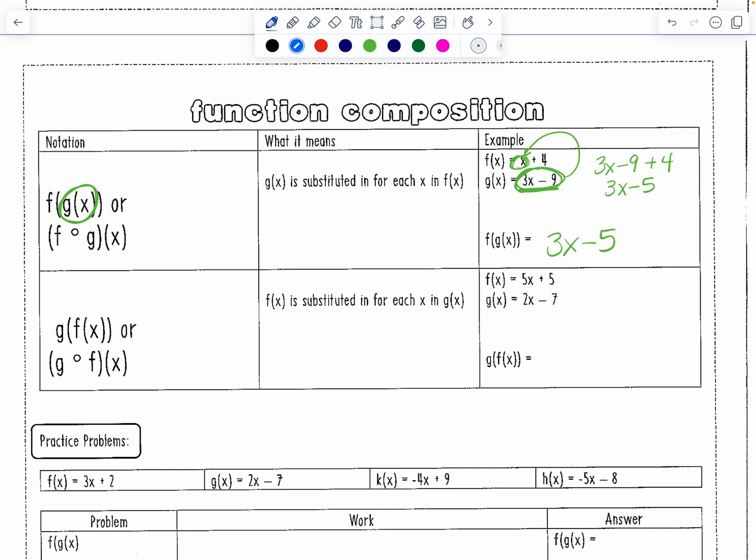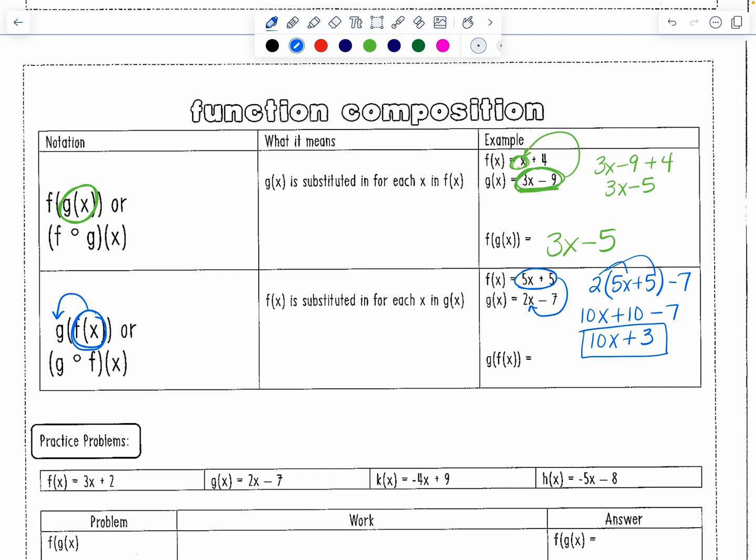All right, so if we look at the next one, we have f of x is all going to go into the g function. So all of this stuff, f of x, is going to go into the g function. So I have 2 parentheses, 5x plus 5, close parentheses, and then minus 7. All right, so then I have 10x plus 10 minus 7. I did that by distributing. So 10x plus 3, and that's my answer.